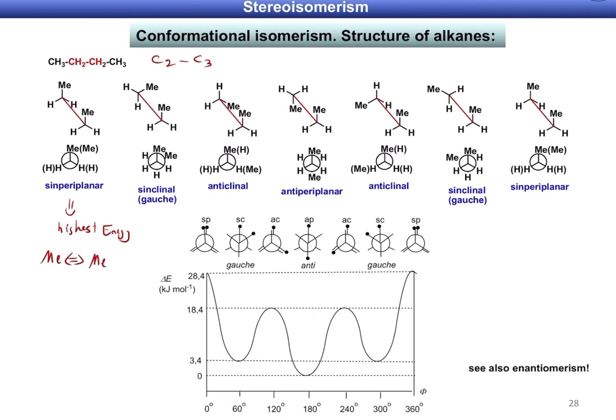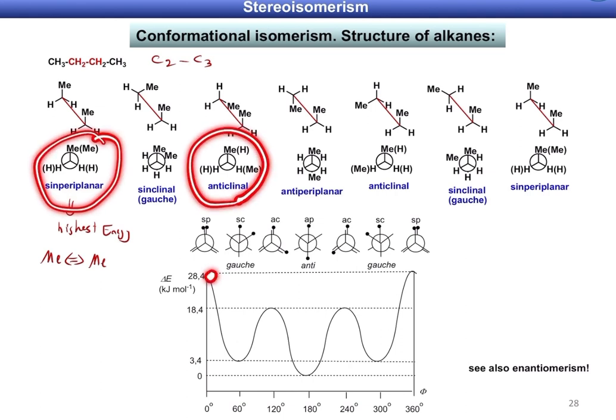Okay, again I rotate 60 degrees, will be again eclipsed, but if you compare the syn periplanar and anticlinal, you see here two methyl repulsion, here one methyl and one hydrogen. We know two methyl is bigger and repulsion is higher, but in the methyl hydrogen repulsion is lower. Then both of them are eclipsed, both of them high energy, but this one is higher than this one. Then if you compare these two, you see this is higher.